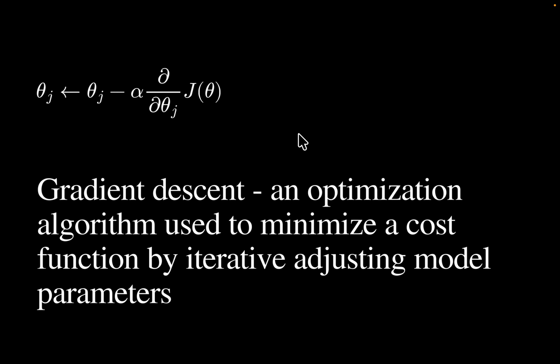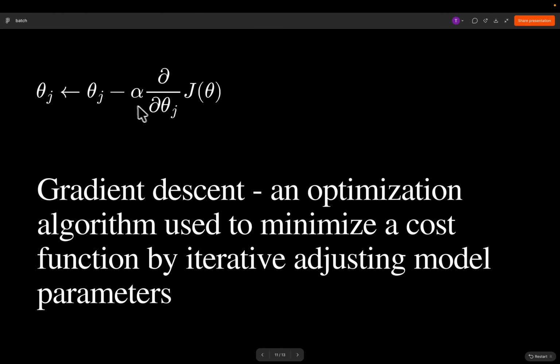Here we're going to talk about what gradient descent is. Starting from the definition, it's an algorithm used for optimization, used iteratively, and with each iteration it tries to minimize the cost function by adjusting its parameters.